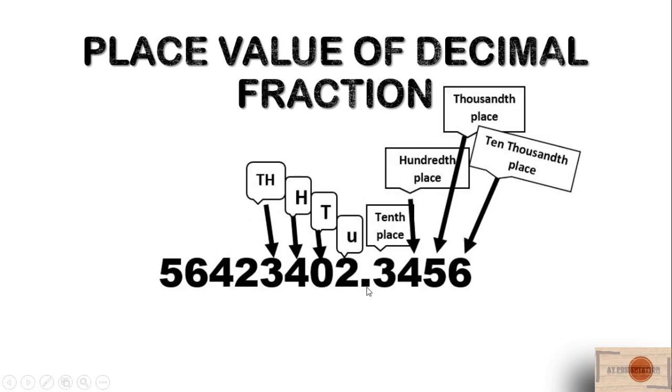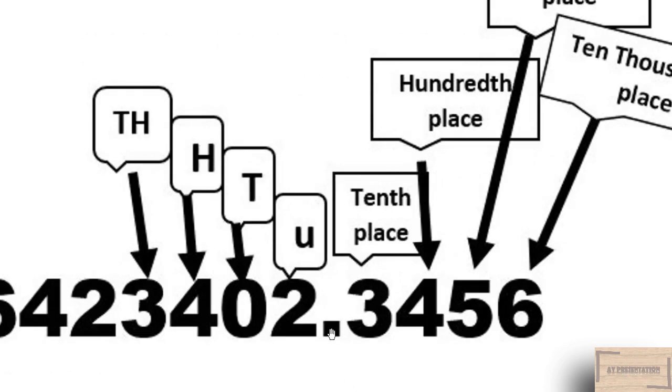Here there is a decimal point. From the point, the left side is a complete number. That place value we had learned in the previous standard, like 2 in the unit place, 0 in the 10s place, 4 in the 100s place, 3 in the 1000s place, etc.